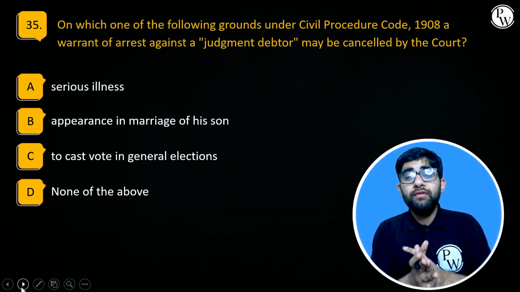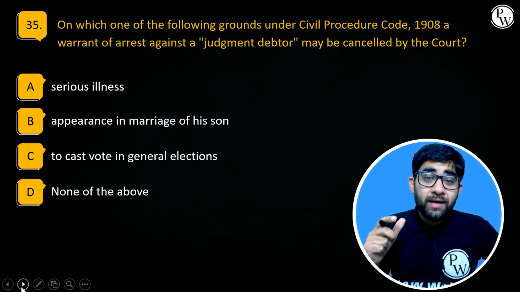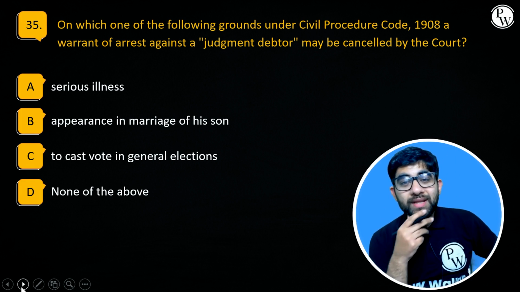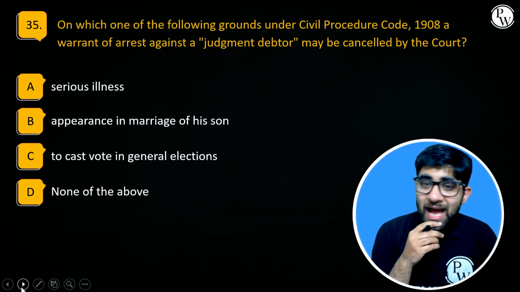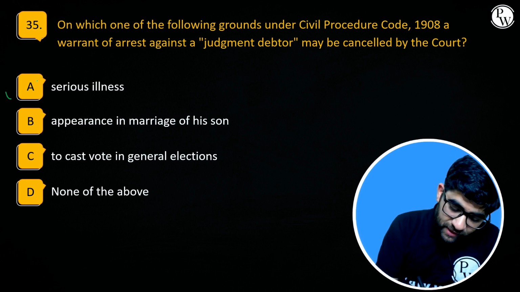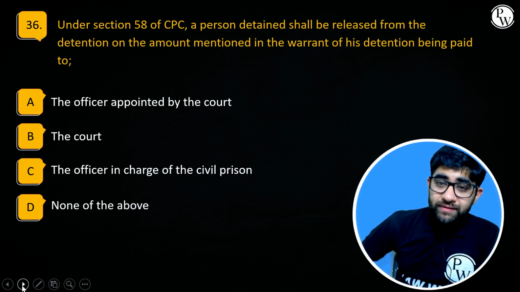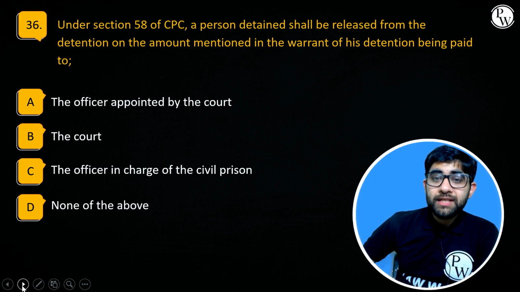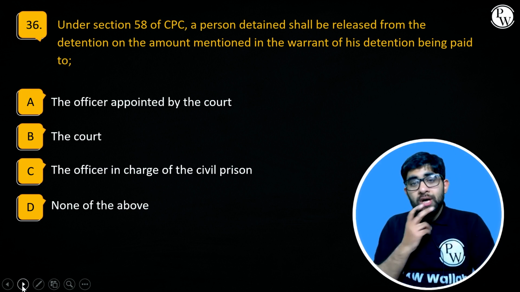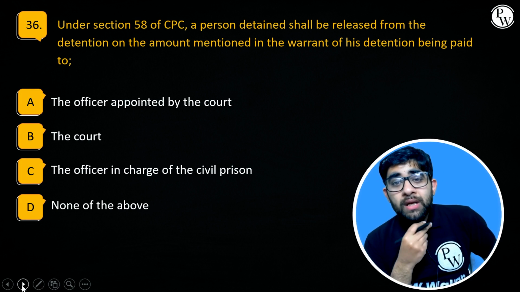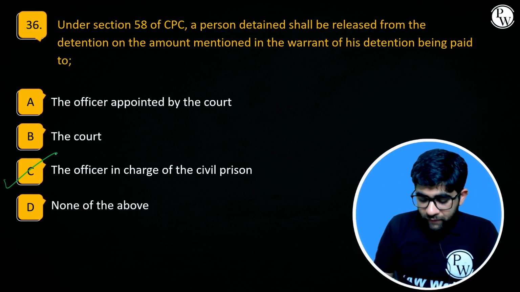35th: on which one of the following grounds under the Civil Procedure Code 1908 may a warrant of arrest against the judgment debtor be cancelled by the court? Now, this is serious illness, appearance in marriage of his son, to cast vote in general elections, and none of the above. The answer is serious illness. That is a humanitarian ground. 36: Under section 58 of CPC, a person detained shall be released from the detention on the amount mentioned in the warrant of his detention being paid to the officer appointed by the court, the officer in charge of the civil prison, or none of the above. The answer to this is C, the officer in charge of civil prison.